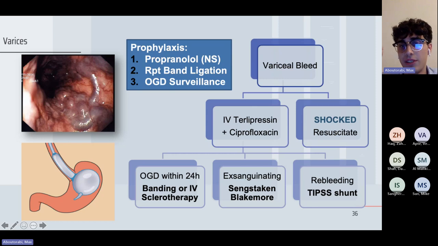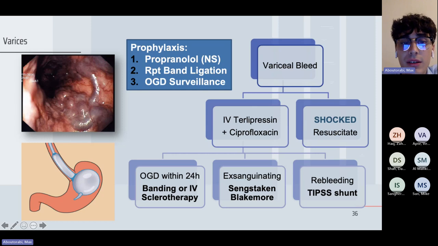Then if variceal bleeds are suspected and they're shocked, you would want to go down the resuscitation route, so fluid boluses and all of those things. But if they aren't in shock, then you'd want to give IV terlipressin, which is a splanchnic vasoconstrictor. What this does is it constricts the splanchnic vessels, which include your splenic vessels, and the inferior and superior mesenteric vessels. And then you'd also want to give prophylactic antibiotics, so IV ciprofloxacin.